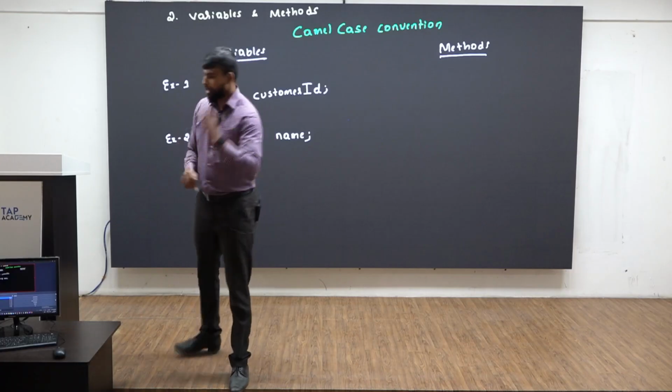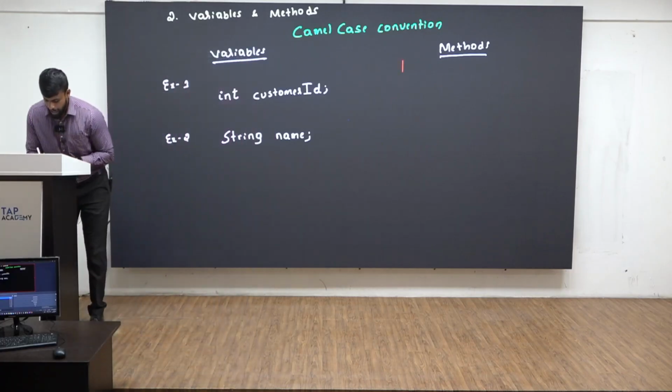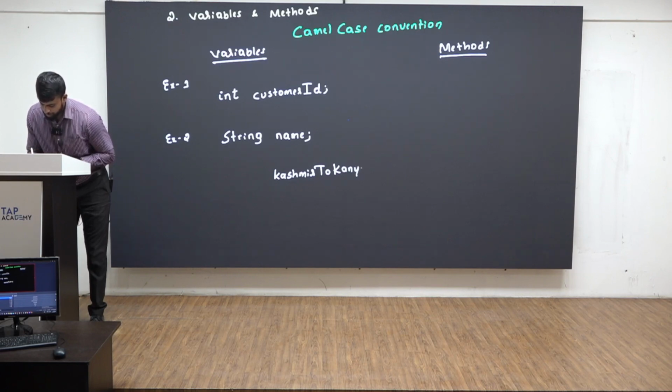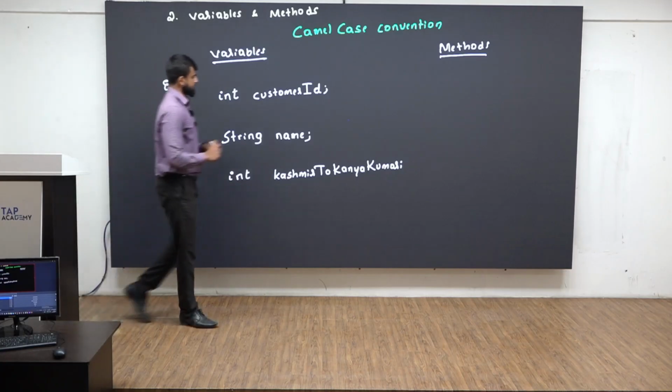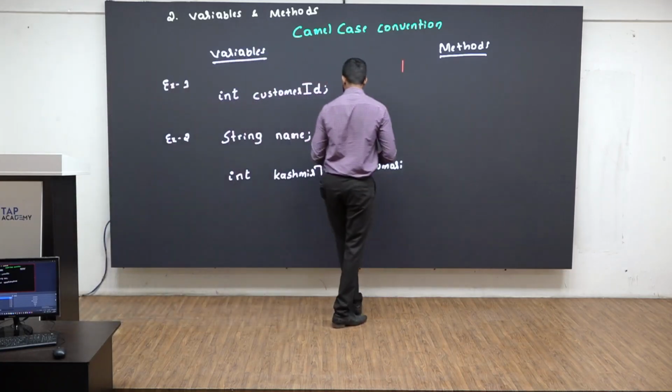I want to give it. How to give it? I will tell it in this fashion. Kashmir to Kanyakumari, like this. So I want to know the distance between Kashmir to Kanyakumari. The distance is integer. I'm just telling it. If you look here, this is how you have to give the variable name.